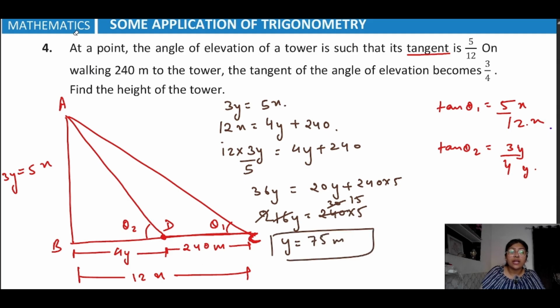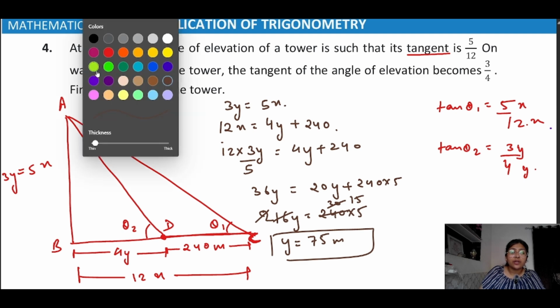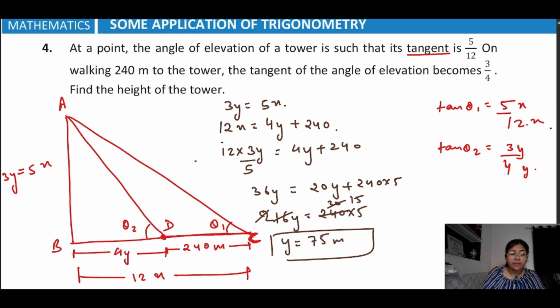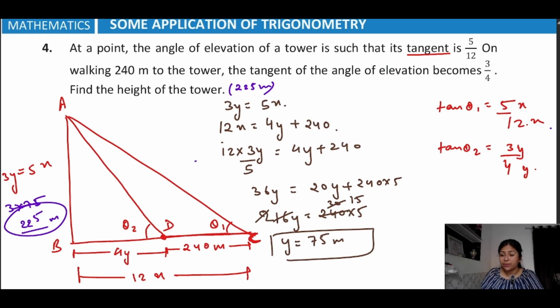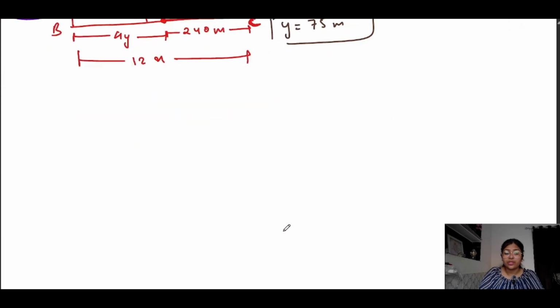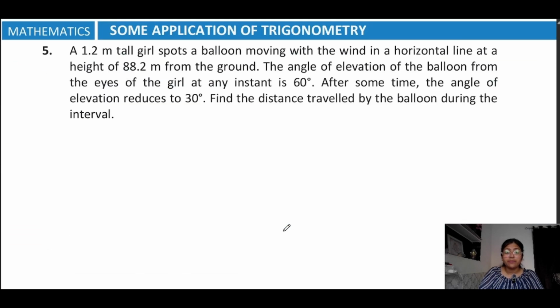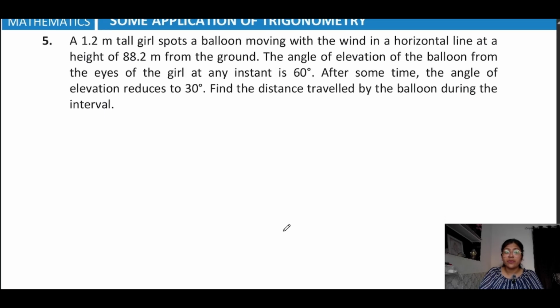But they are asking the height of the tower. So the height of the tower will be 3y, means 3 into 75, that is 225 meter. This is the height of the tower. Okay, learner, this question is clear to you? Okay, now move to the next question. Very important question. Try this.